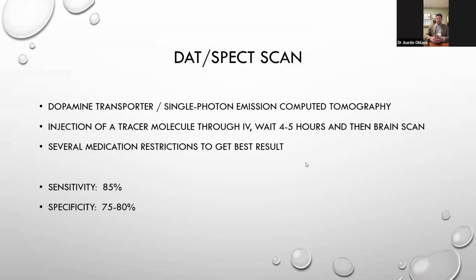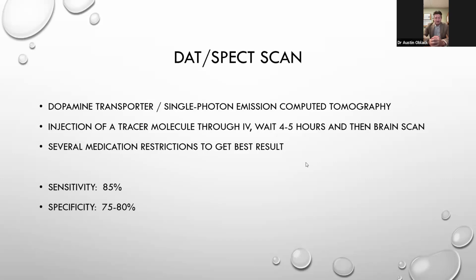Another type of scan test is this type of scan called a DAT scan or a SPECT scan. I'm going to trip over this, so I would never expect a patient to be able to convey this again to myself. But the DAT scan is basically a dopamine transporter scan, and the SPECT stands for single photon emission computed tomography. And so we usually just like to call it a DAT scan for simplicity.